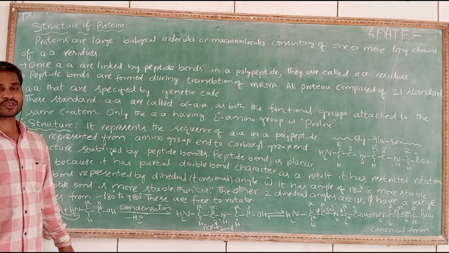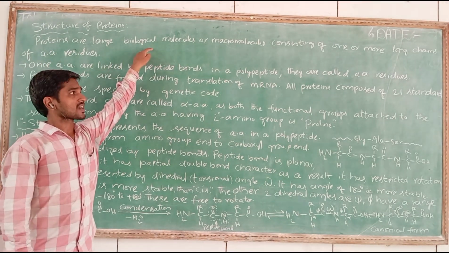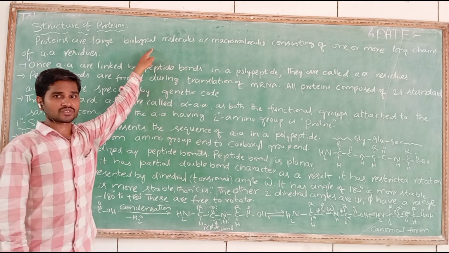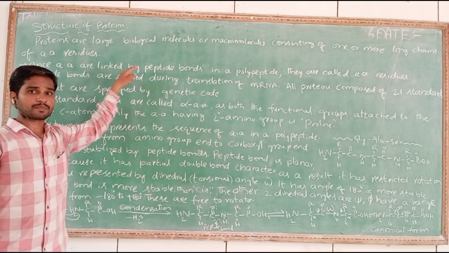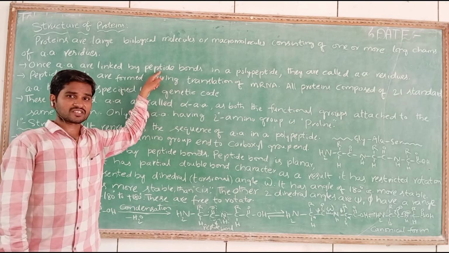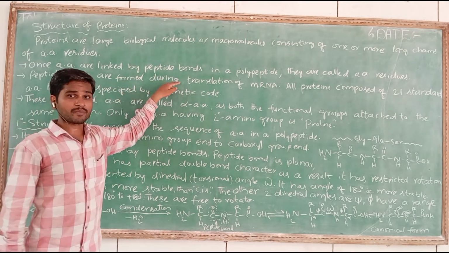Now we're going to discuss the structure of proteins. Proteins are large biological molecules consisting of one or more long chains of amino acid residues. Once the amino acids are connected in a polypeptide with peptide bonds, they are called amino acid residues. Peptide bonds are formed during translation of mRNA in the cell.